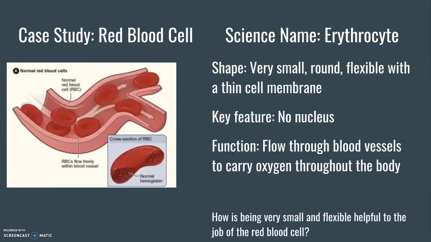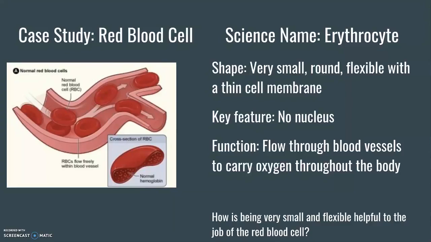Our final case study is our red blood cell. Our science name for a red blood cell is the erythrocyte. Our shape is very small, round, and flexible with a thin, thin cell membrane. Key feature of our red blood cell is that it has no nucleus, and instead what it has is this molecule called hemoglobin. It's a protein. And red blood cells are just filled with hemoglobin.